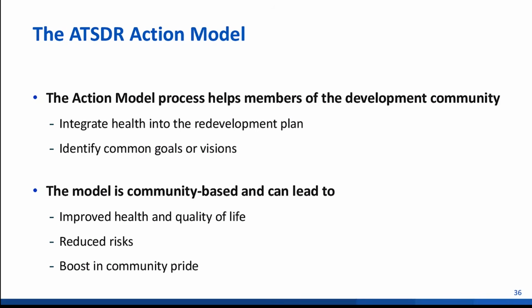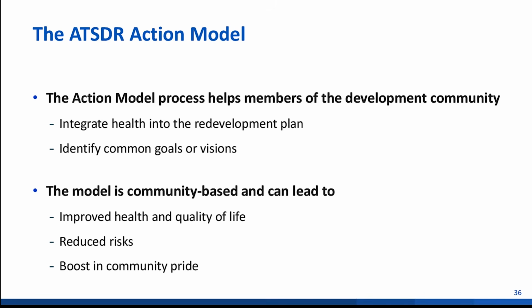The ATSDR action model helps bring community members right into the front stage of redevelopment and integrates health into the redevelopment plan. The process helps members of the development community integrate health into the redevelopment plan and identify common goals or visions. For example, one community was worried about older housing stock with lead-based paint that could poison children. They came up with a redevelopment approach, step 2 of the model, for training people on lead-safe home painting and renovation. They also proposed holding children's blood lead screening during community events.